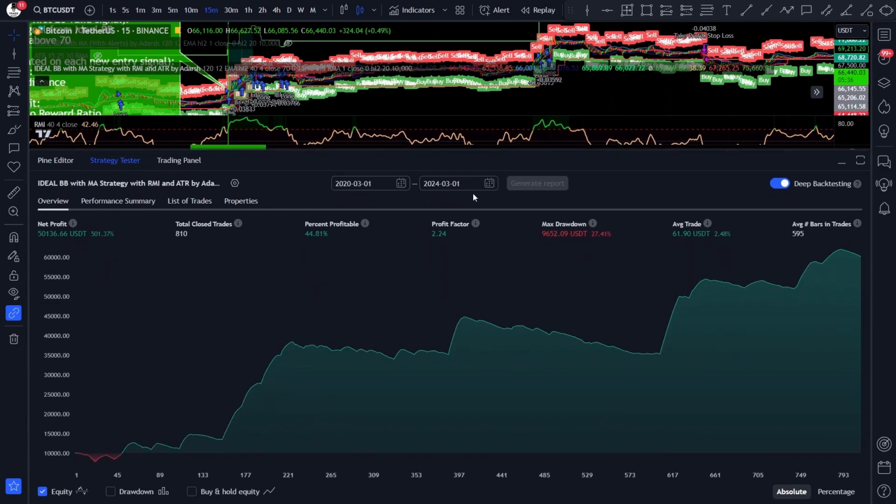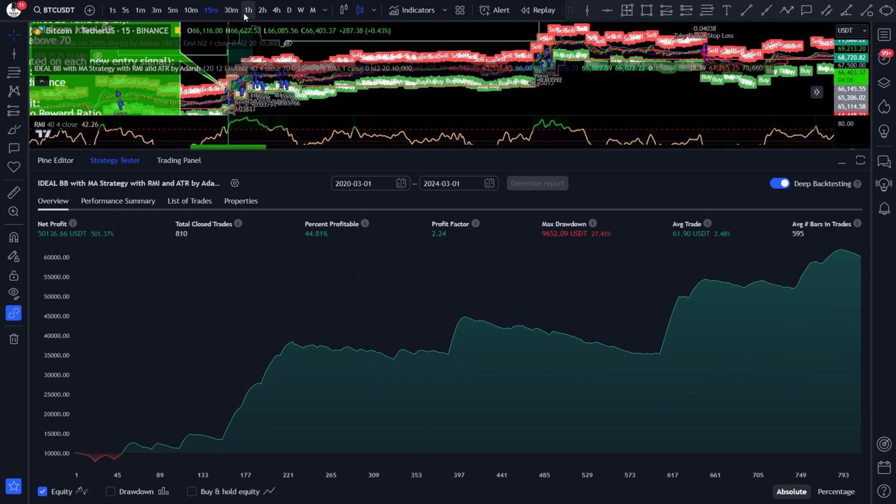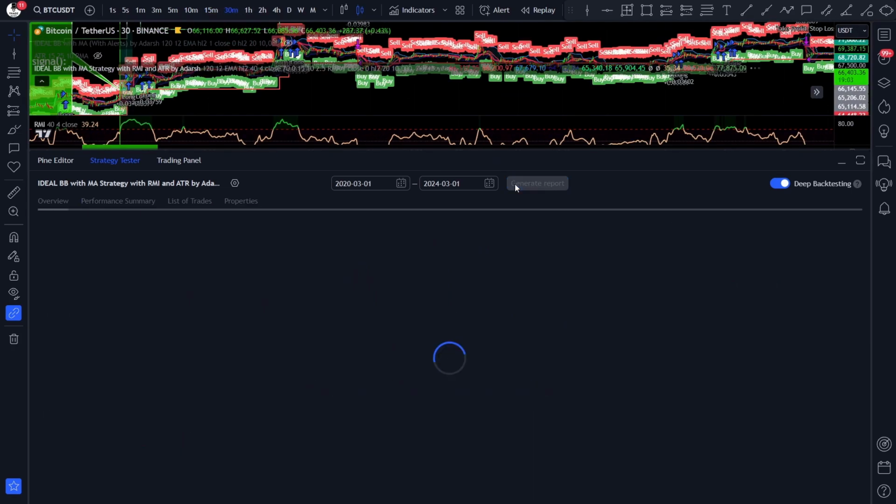Here are the results for the last 4 years of price data, starting on the 1st of March 2020 and ending on the 1st of March 2024. During this period, the script took 810 trades, generated 501% net profit, with a 2.24 profit factor and 27% maximum drawdown. These percentages are not the best we've seen, but it managed to outperform Bitcoin's buy and hold equity curve, and it performs good on other time frames too.